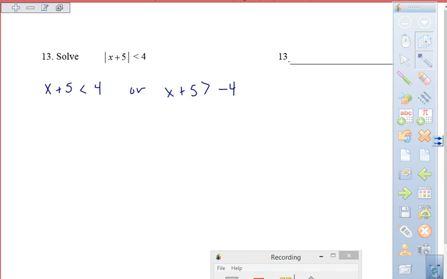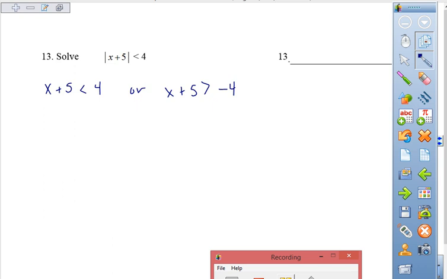I'm going to stop here. You pause the video and finish this problem. After you finish this problem, why don't you try setting up number 14 and then checking your answer with the video. The first thing I noticed is this is a less than, so that should be an and.